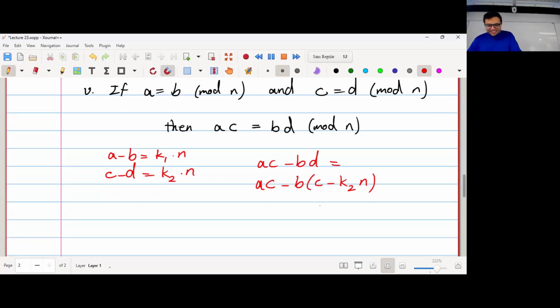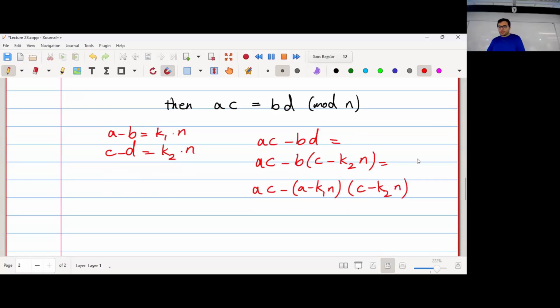Okay, let's get rid of B. Let's see what happens if we get rid of B. So I will have AC minus, instead of B, I will have A minus K1N. And here I have C minus K2. Okay, what am I getting now?